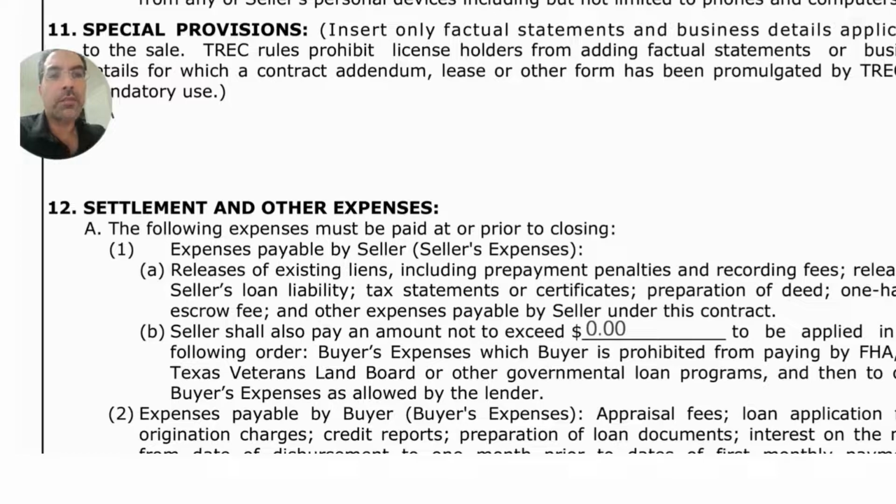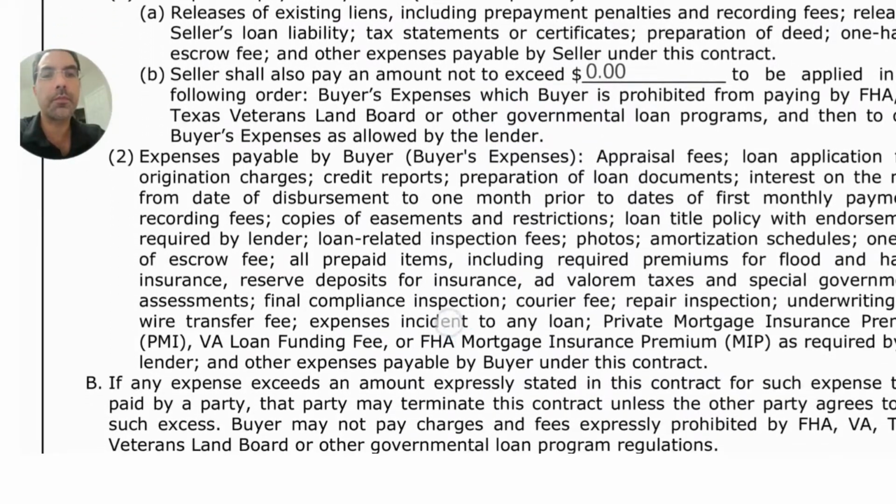Settlement, if you're going to ask for any seller's concessions or credits, so say you want them to give us $3,000 towards closing costs, you would fill in a number right here, and that amount would be applied to the buyer's closing costs at the end of the contract.